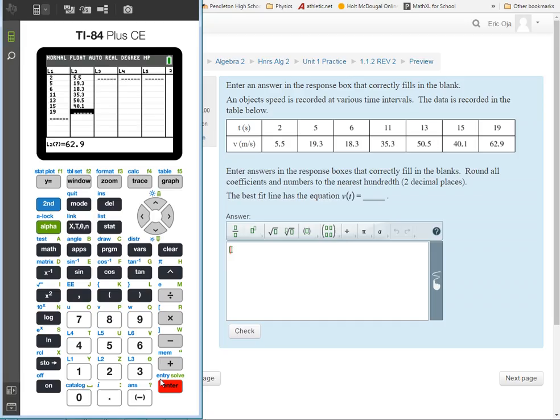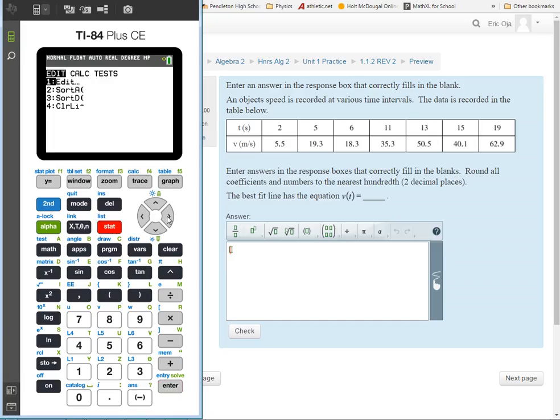so I don't even need a graph. If I just want to know what the best fit line or the linear regression line is, all I have to do is our old stat calc 4. So we're going to push stat, scoot right to the calculate menu, and then hit 4. And then I can just go down to calculate and hit enter. And that is my answer.